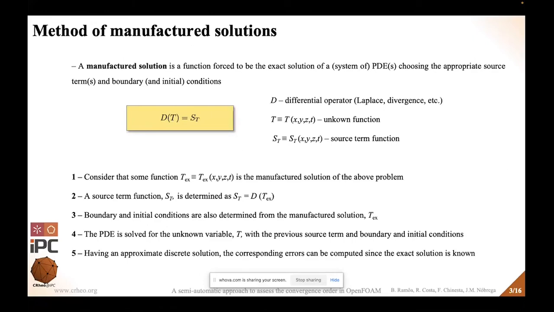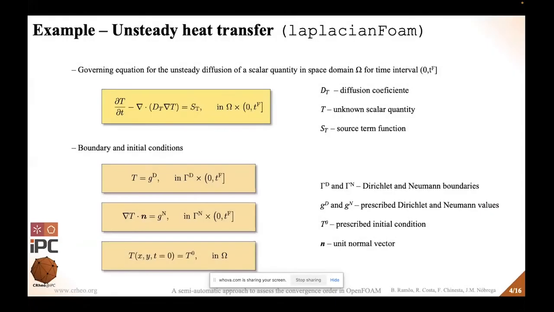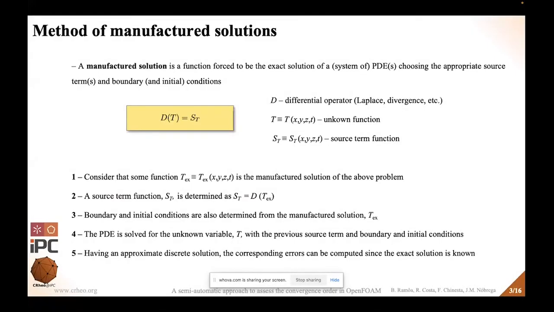So basically, it consists in forcing a function you define to be the exact solution of your problem. So you choose a function, and that's going to be your exact solution at the end of the day by choosing the appropriate source terms and boundary conditions, or if you want, in other words, by solving the problem backwards.